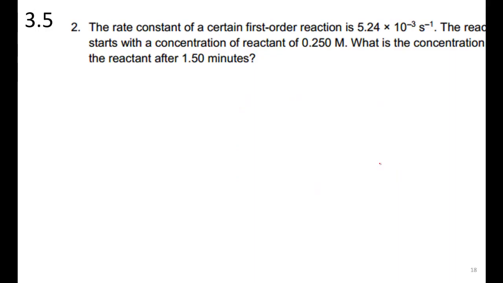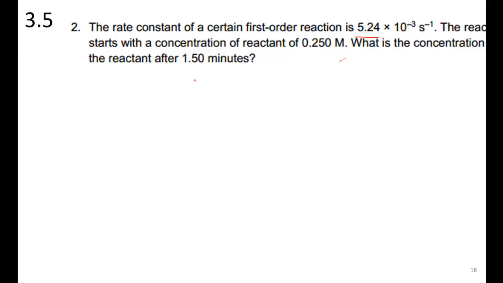Okay, so let's take a look at a problem. So I have a rate constant of a certain order given to me, and the reaction starts with a concentration of 0.25. You want to know the concentration after 1.5 minutes. So go ahead and see if you can figure this out.